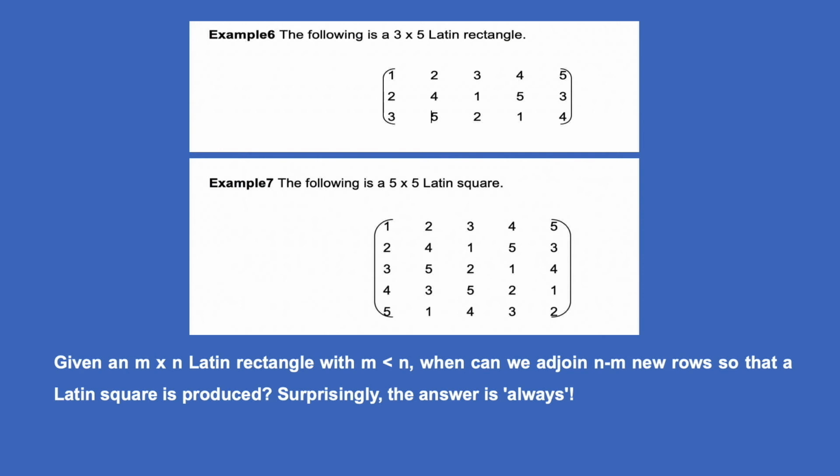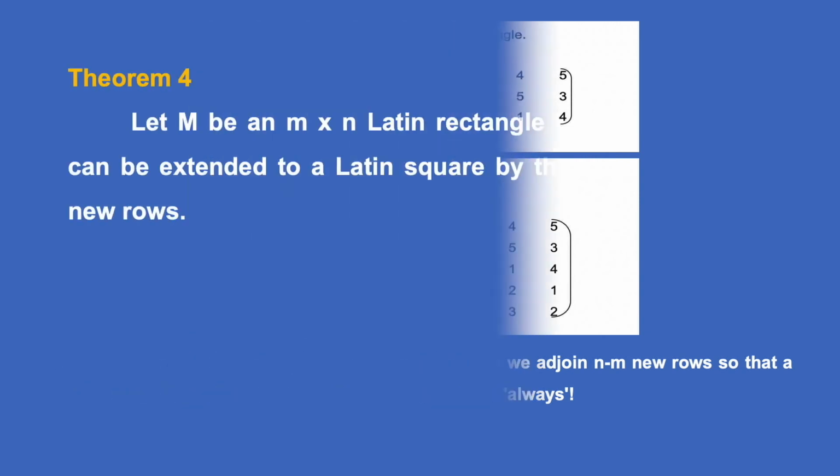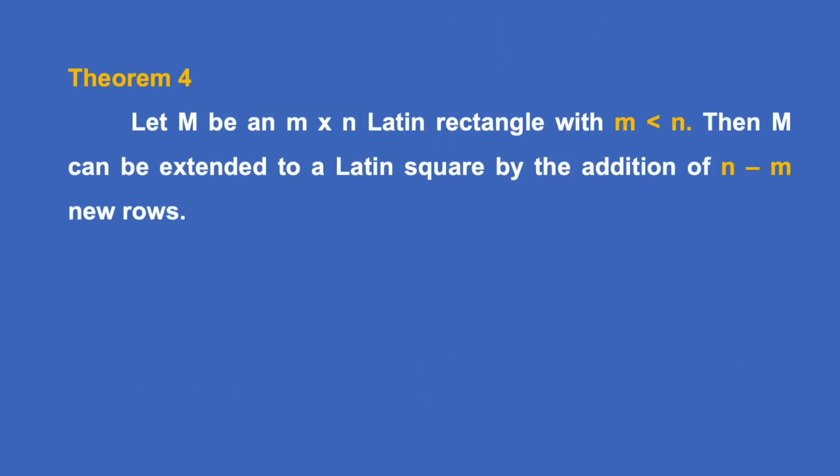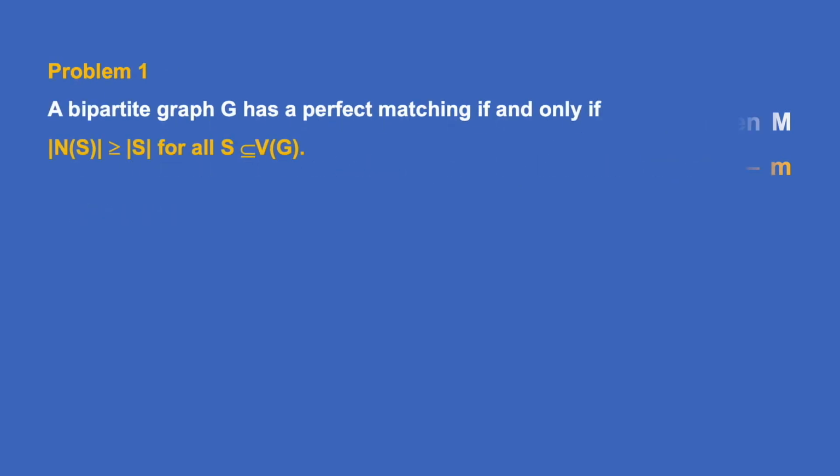Given an m by n Latin rectangle with m less than n, when can we adjoin n minus m new rows so that a Latin square is produced? Surprisingly, the answer is always. Let us see a theorem now. Let M be an m by n Latin rectangle with m less than n. Then, M can be extended to a Latin square by the addition of n minus m new rows.